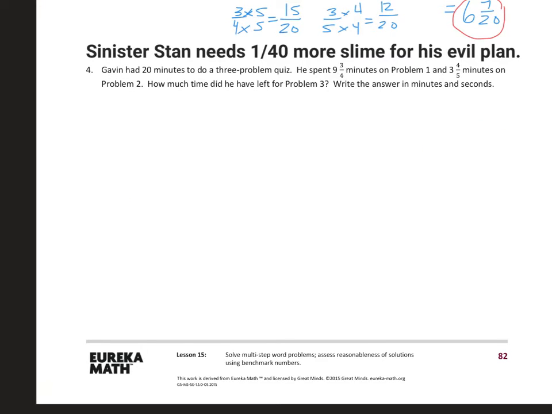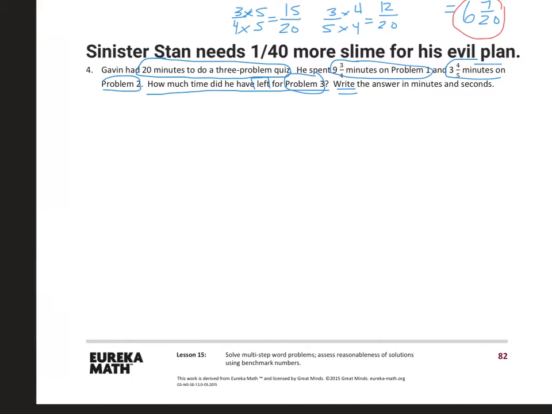All right, question number 4 says, Gavin had 20 minutes to do a 3-problem quiz. Okay, so let's circle that. He spent 9 3/4 minutes on problem number 1 and 3 4/5 minutes on problem number 2. So let's go ahead and circle those key numbers. They want to know how much time did he have left. So that word right there means we're going to do a little subtraction on problem number 3. They want us to write the answer in minutes and seconds.